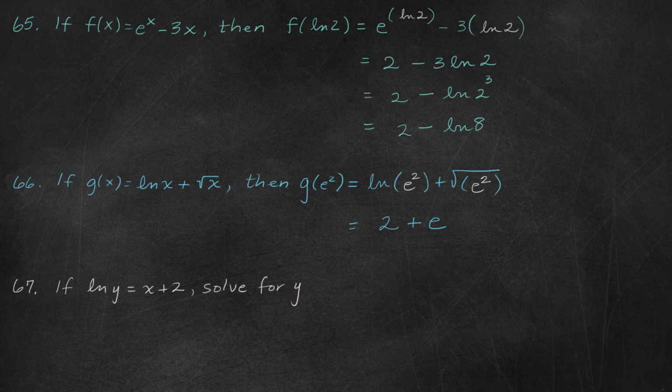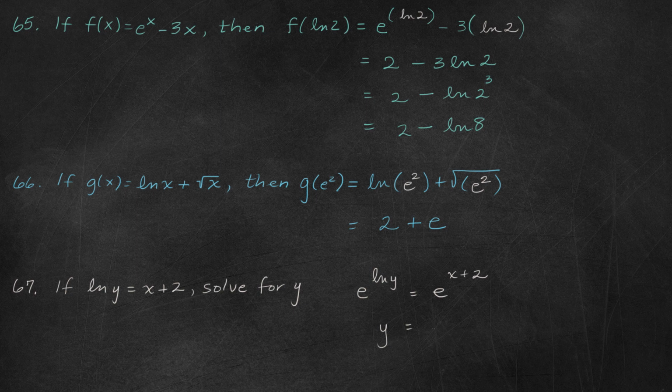Number 67, if the natural log of y equals x plus 2, solve for y. So we're going to exponentiate both sides. e raised to the left-hand side equals e raised to the right-hand side. On the left, e to the natural log of y is y, and on the right, e to the x plus 2.